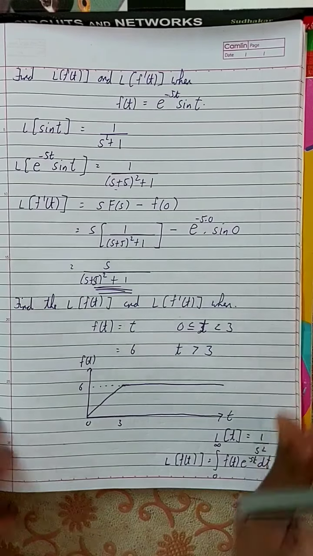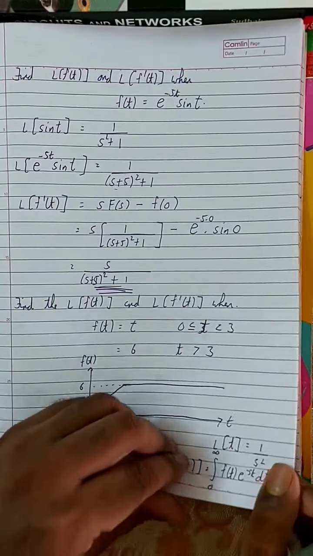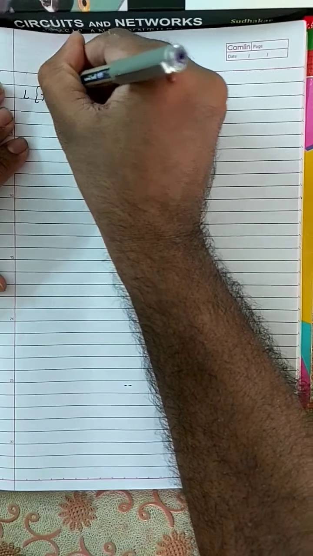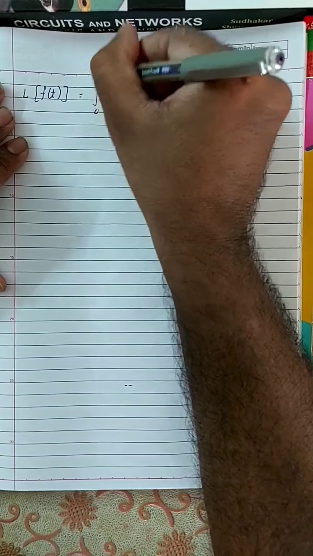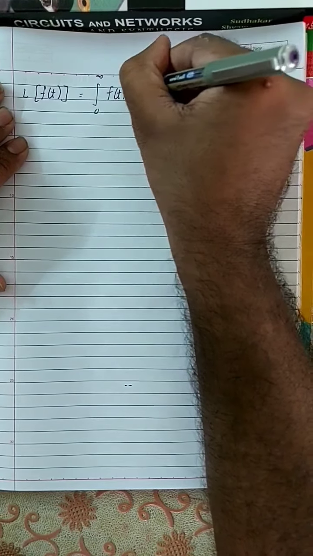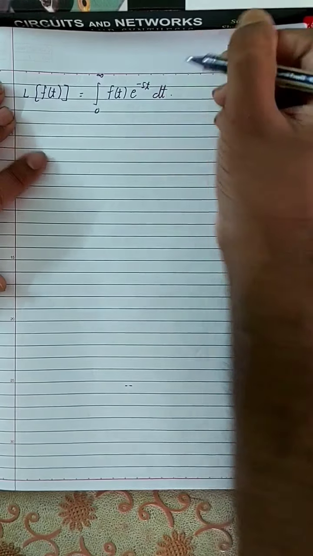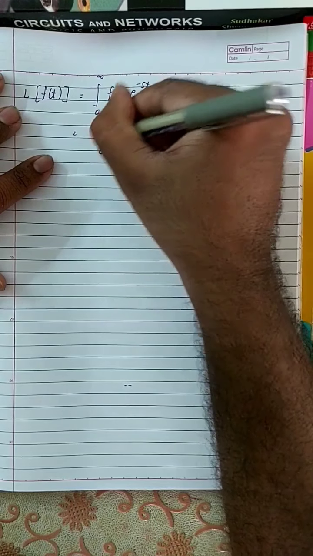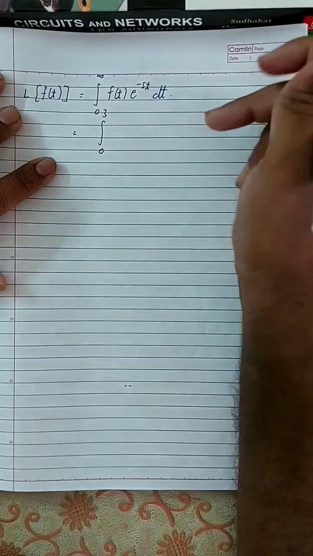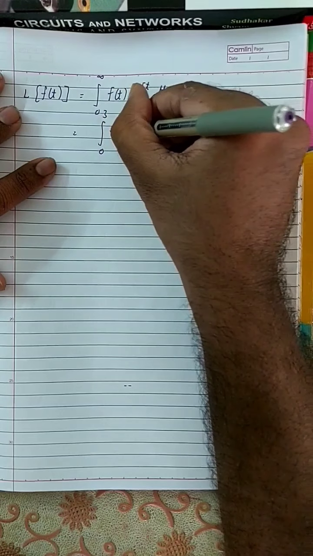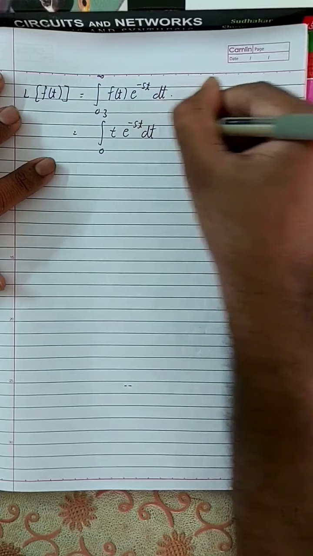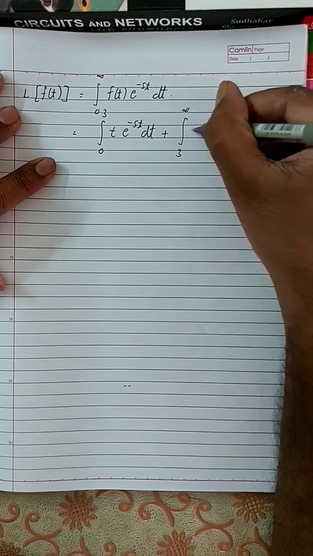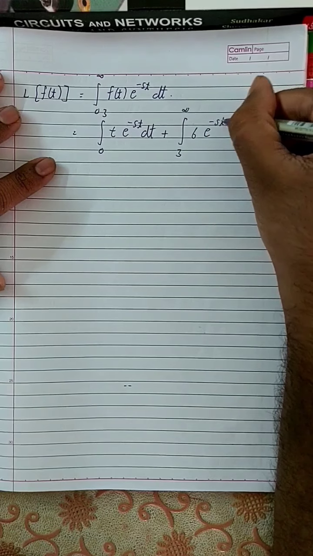So let's find the Laplace transform of f of t. Let's write the equation. It is the integral from 0 to infinity of f of t e raised to minus st dt. According to your question, from 0 to 3, the value of f of t is t, so it is t into e raised to minus st dt, plus, from 3 to infinity, the value of f of t is 6, so 6 into e raised to minus st dt.